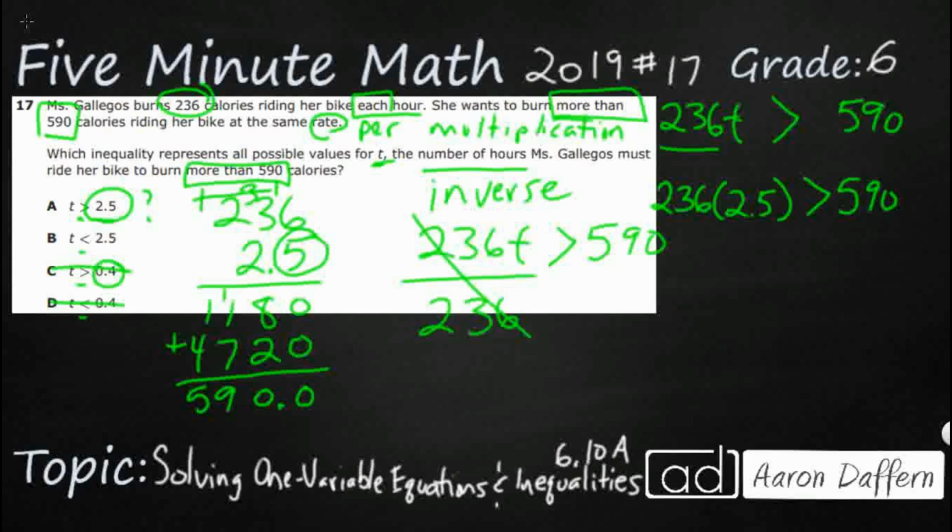Guess what happens when you get 236 divided by 236? You get 1. It's left by itself. To keep it balanced, you got to do 236 divided on both sides. And guess what this turns into? It turns into 2.5. Our answer is A.